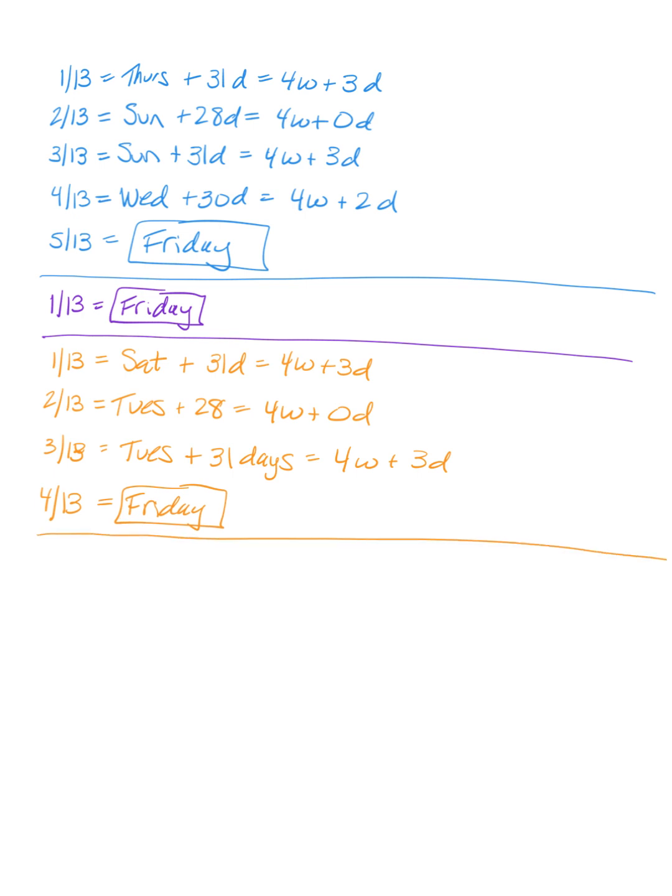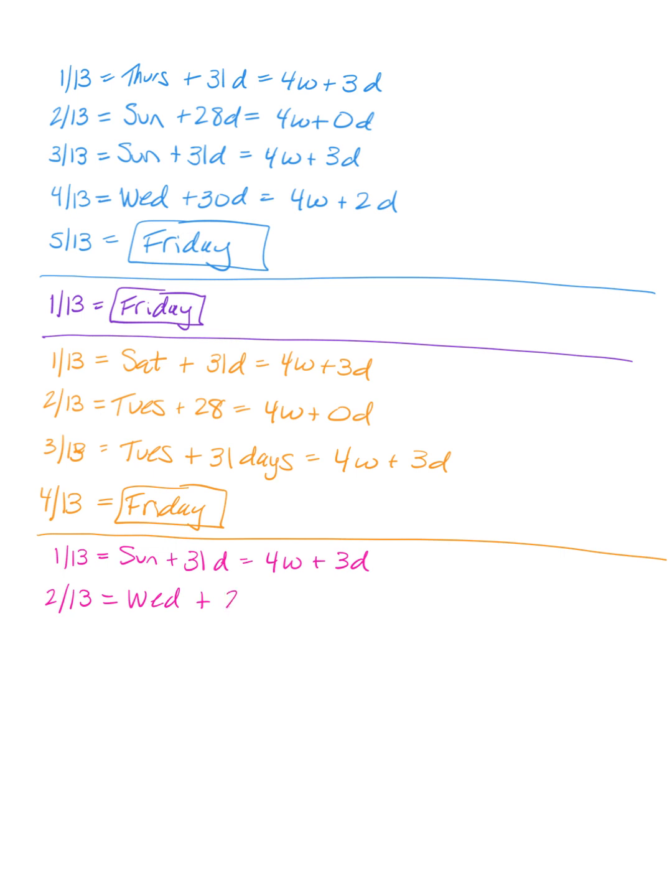Okay, this is our last option. January 13th could fall on a Sunday. That's the last possible day of the week that we haven't discussed yet. So let's see what happens. So if January 13th is on a Sunday, we have to add 31 days to that to get to February 13th, which is 4 weeks and 3 days. So February 13th would be 3 days later, Monday, Tuesday, Wednesday.